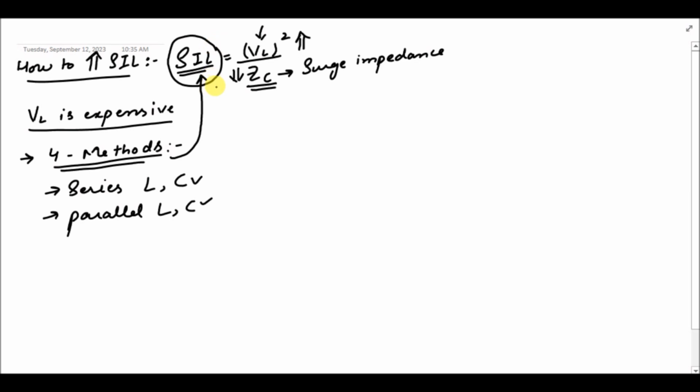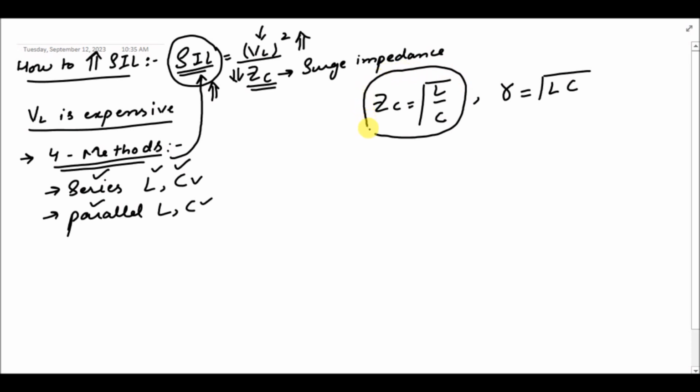In order to assess the surge impedance loading, we have to use 2 formulas, which are ZC is equal to under root L over C. This is the formula for the surge impedance, and gamma, which is the propagation constant, is equal to under root LC. Because we are going to add an inductor and capacitor in series or parallel to the transmission line, there will be an effect on the surge impedance value, which is the combination of inductor and capacitor in the formula, and also on the propagation constant, which is under root LC. We want to decrease the surge impedance, which will increase the surge impedance loading.